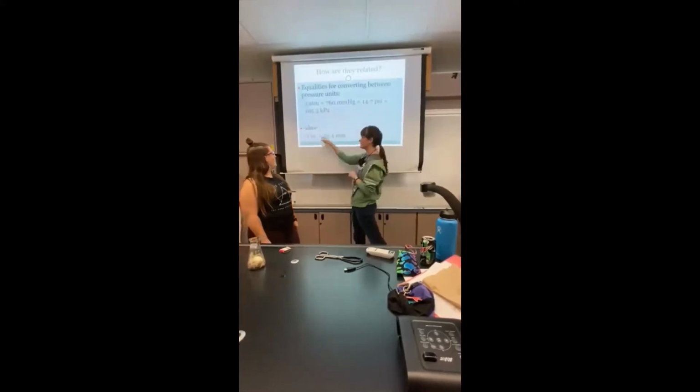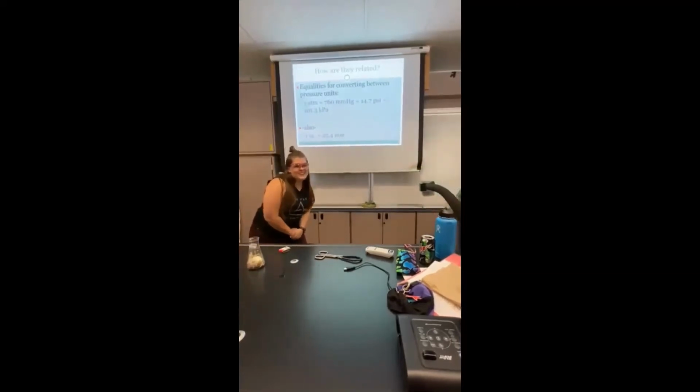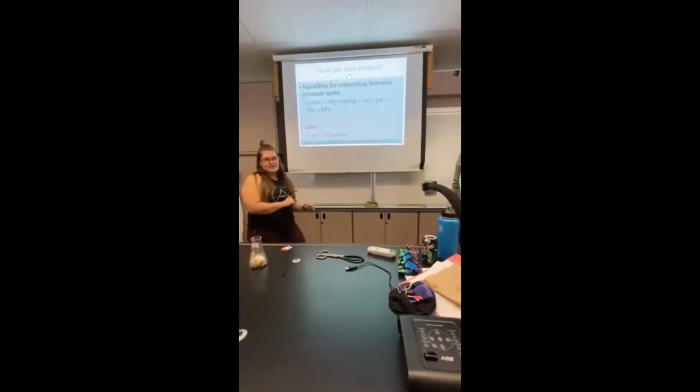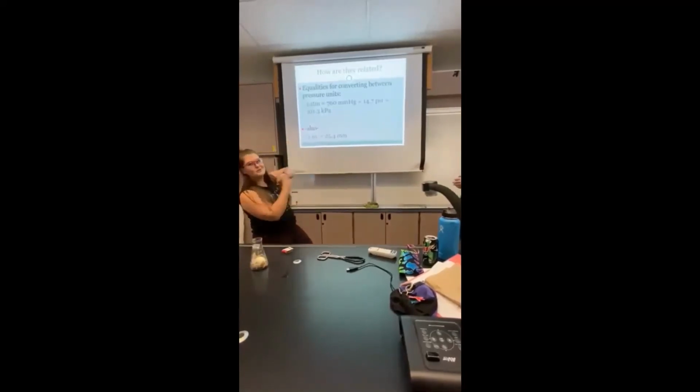Also, there's this one: 1 inch equals 25.4 millimeters, just in case we give that to you. Yeah, because we might get a little crazy. Instead of giving you millimeters of mercury, we might go, ooh, inches of mercury, and then you'll have to do a 2-stepper.